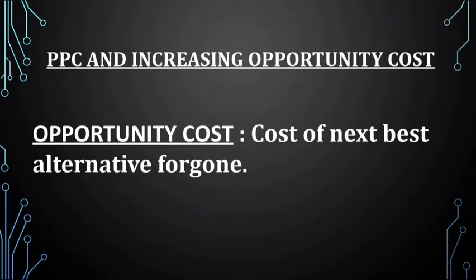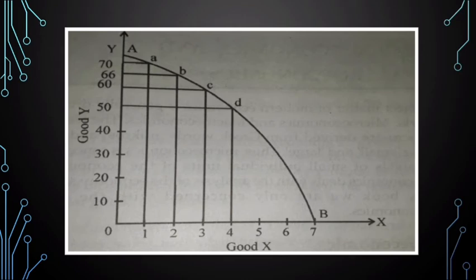Now let us see how PPC changes with increasing opportunity cost. To know this, let us first revise what the opportunity cost is. As we have previously also studied, an opportunity cost is nothing but the cost of the next best alternative that needs to be foregone. So now to see how there is a change in the PPC with respect to increasing opportunity cost, let us understand it diagrammatically. Here in the diagram we can see that on the y-axis we measure good Y, on the x-axis we measure good X, and this PPC is a concave curve to the origin.